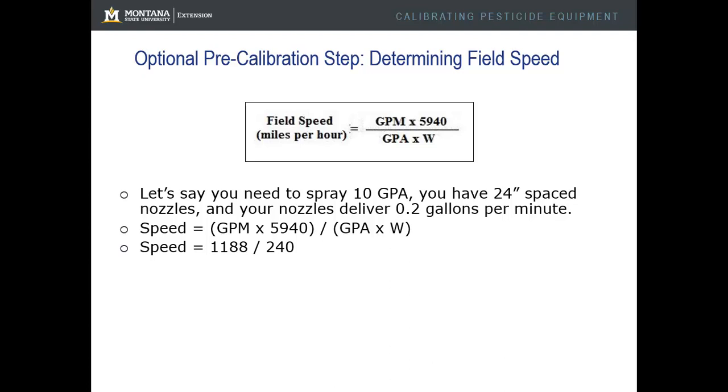0.2 gallons per minute times 5940 equals 1188. 1188 is divided by the denominator. The denominator is 10 gallons per acre, which was on the product label, multiplied times a nozzle spacing of 24. 10 times 24 equals 240 for the denominator. The applicator must divide 1188 by 240, which equals an ideal field speed of 4.95 or 5 miles per hour to deliver 10 gallons per acre. If the equipment is working properly, the equipment should deliver 10 gallons per acre.